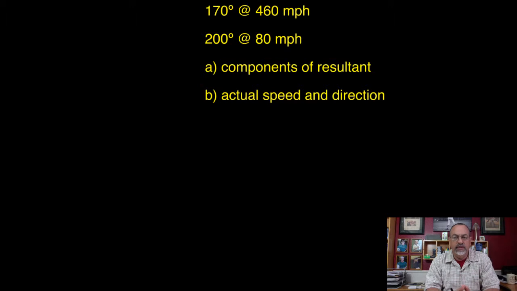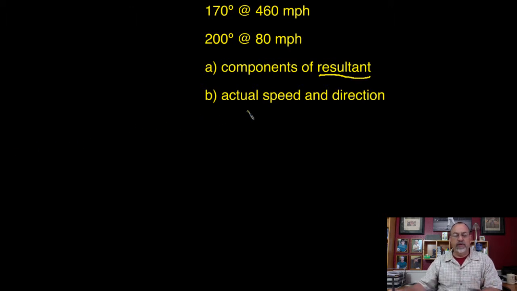What would be the components of the resultant vector, and then what would be the actual speed and direction of the airplane? Now, there's two parts to this. The components of the resultant, I get a resultant vector by adding two together. So what I'm going to need to do is to create a vector for this airplane, find the components of a vector for the wind, and then simply add those together by adding the components. So basically that does the adding of vectors that we talked about.